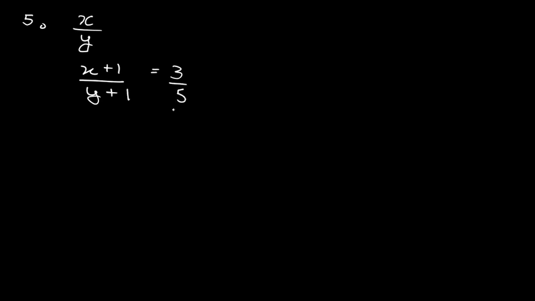Also, we are given another condition that if the numerator and the denominator both are decreased by 1, which means x minus 1 by y minus 1, what we are getting is the value 5 by 9. Now, what we have to do? We have to find the actual fraction, which means we have to find the value of x by y.